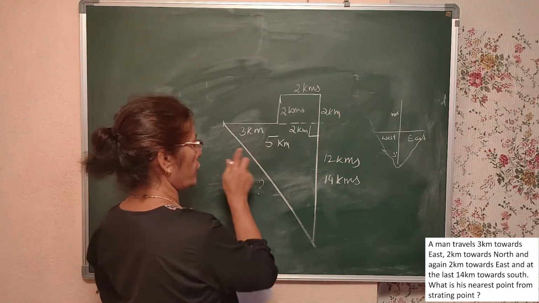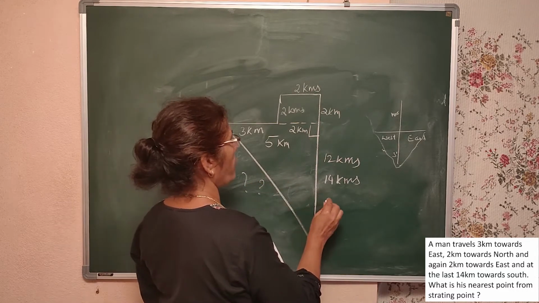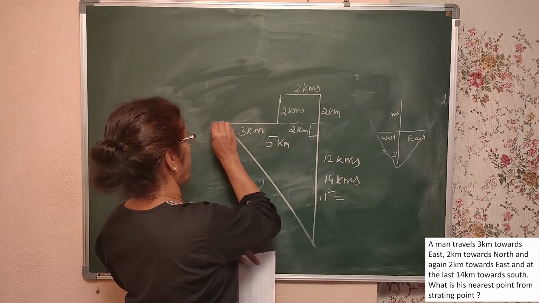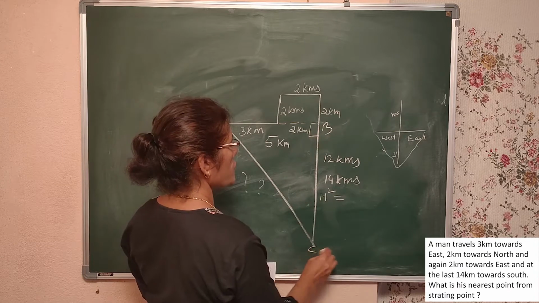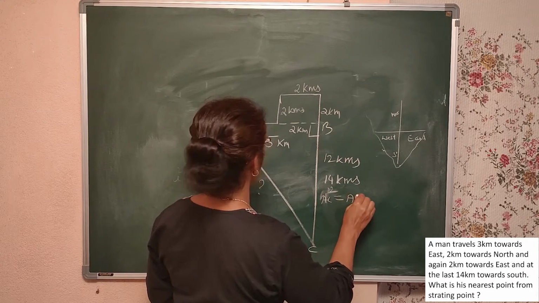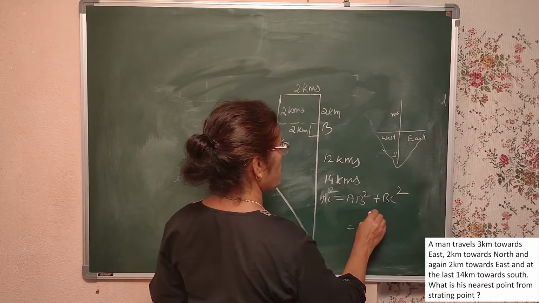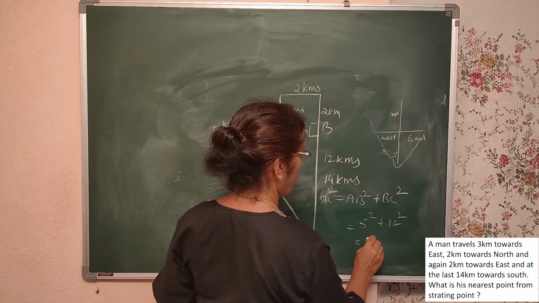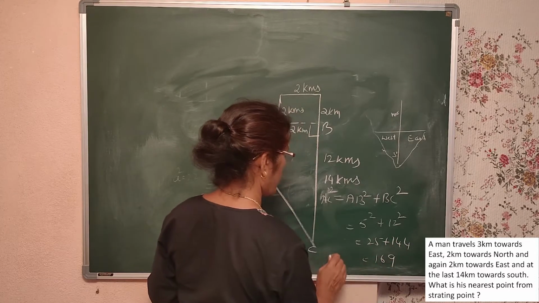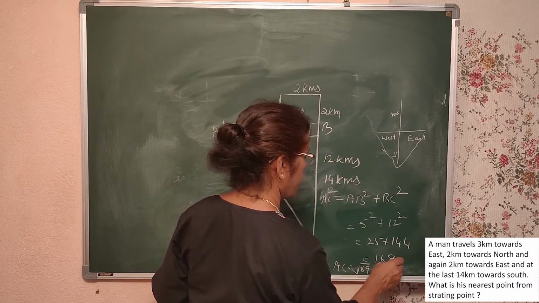If you do not know, the side opposite the 90-degree angle is called the hypotenuse. Hypotenuse square is equal to... if you name the triangle ABC, AC square is equal to AB square plus BC square. So what is AB square? 5 square plus 12 square, 25 plus 144 is equal to 169. So AC is equal to the square root of 169, which is 13.